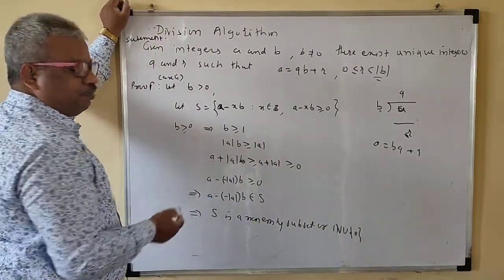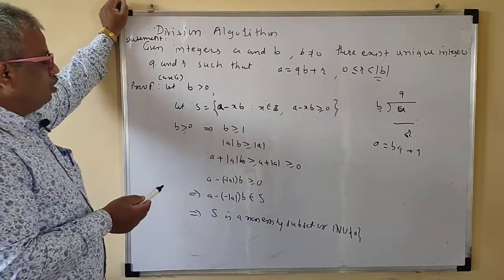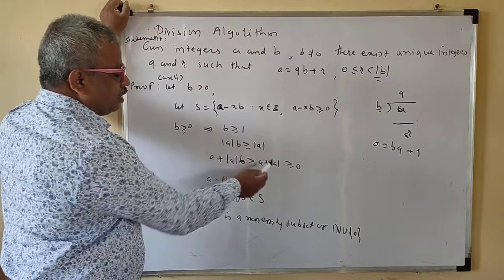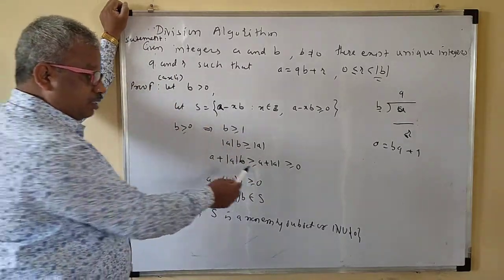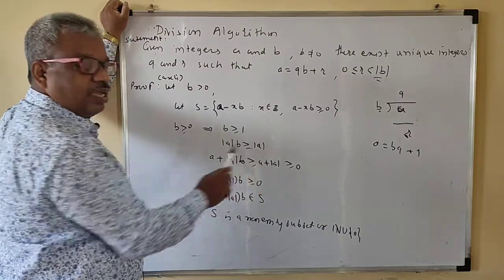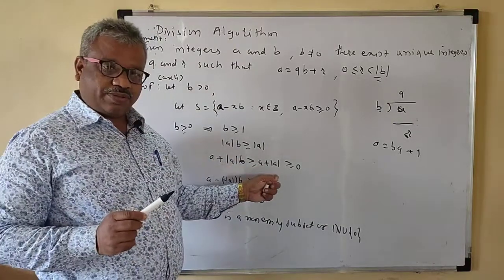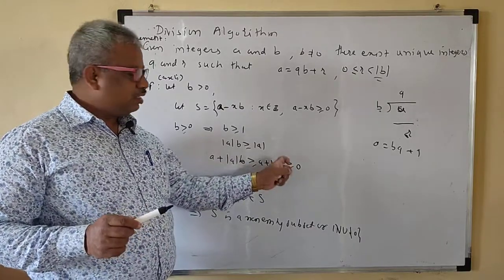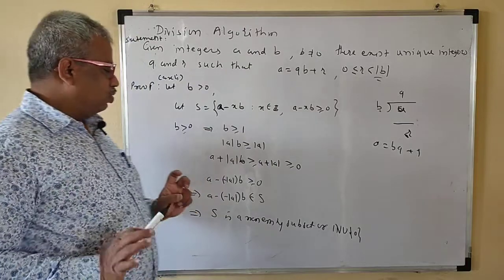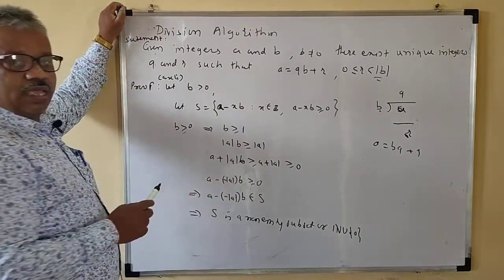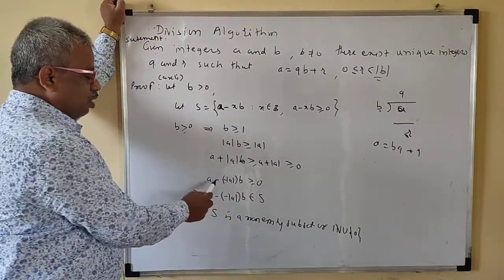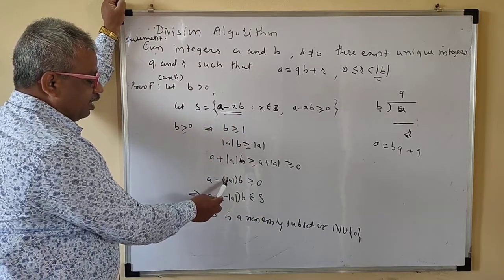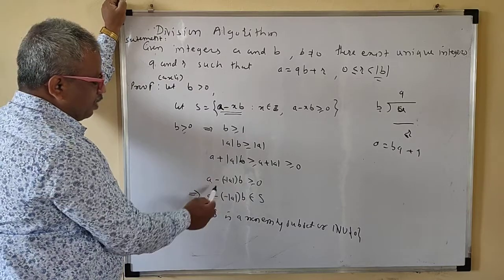I will add a now. If a is positive, then a plus mod a is twice a, which is always positive. Suppose a is negative, then mod a is minus a, and minus a plus a cancel to give 0. That means it is always greater than or equal to 0. So a plus mod a times b is always greater than or equal to 0. I have now expressed this number in the form a minus of mod a times b, so this number is of the form a minus xb.